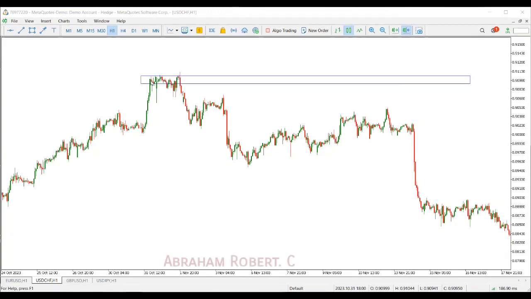This is a new course, and in this course, we'll be looking at support and resistance in depth. We're going to look deep into support and resistance, and I'll make it as simple as I can.